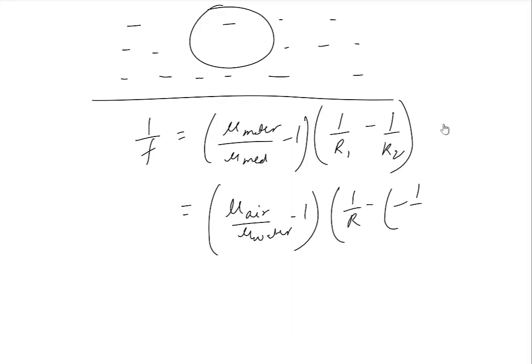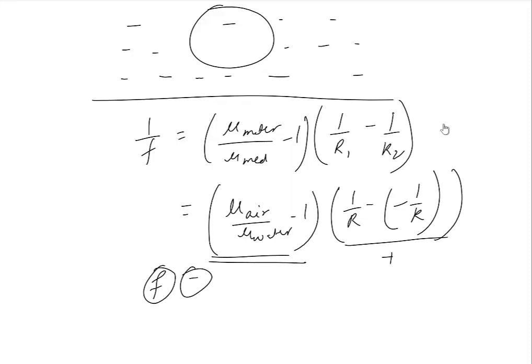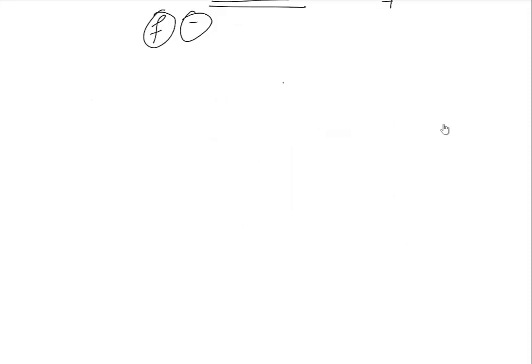r minus of minus 1 by r, that is positive 2 by r, and this is negative. Hence, focal length comes out to be negative. It will act as a divergent lens.